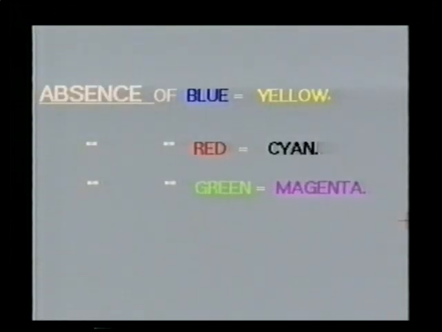The absence of one of these primaries gives that colour's complementary colour. The absence of blue gives its complementary colour of yellow. The absence of red gives cyan and the absence of green gives magenta. Try this. Put red and green to 15.